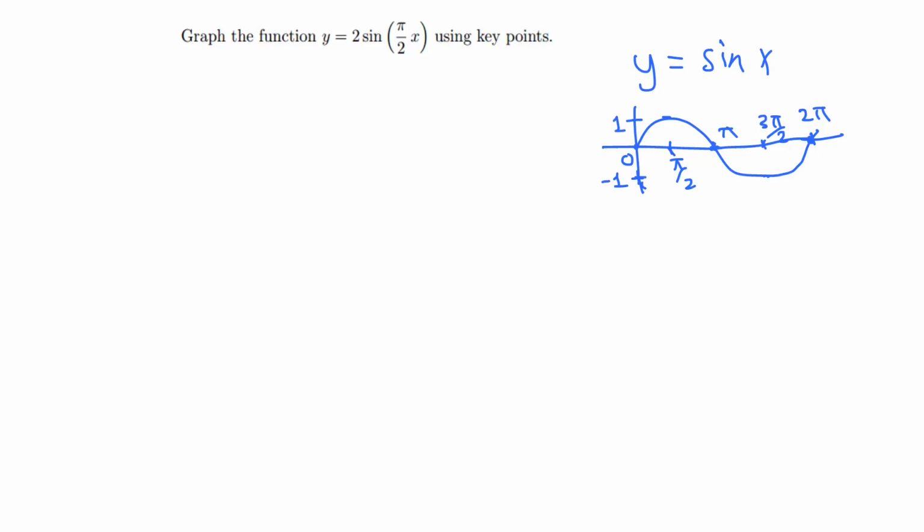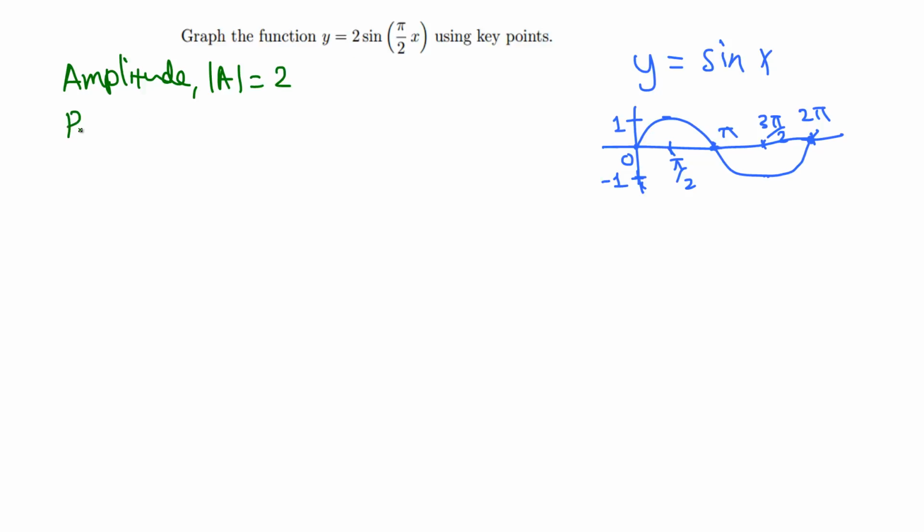But our function here is now y equals 2 sine pi over 2x. So we need to find the amplitude first. Amplitude is the absolute value of a, which is 2, so the absolute value of 2 is also 2.